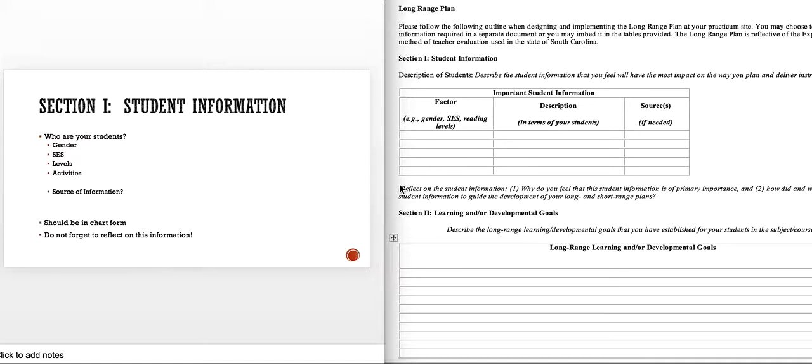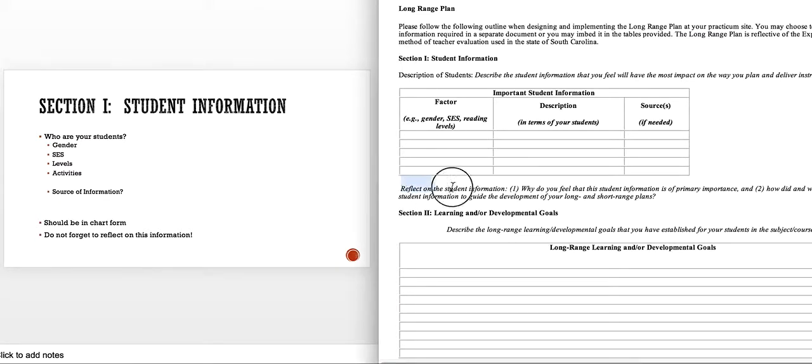And then finally, after you have that chart, you're going to want to make sure you do the reflection. So reflect on this student information. Why do you feel that this information is of importance? And how and where did you get this information? And how is it going to guide the development of both your long and short range plans in this class? Every section of the long range plan has a reflection, so please don't forget to do that.